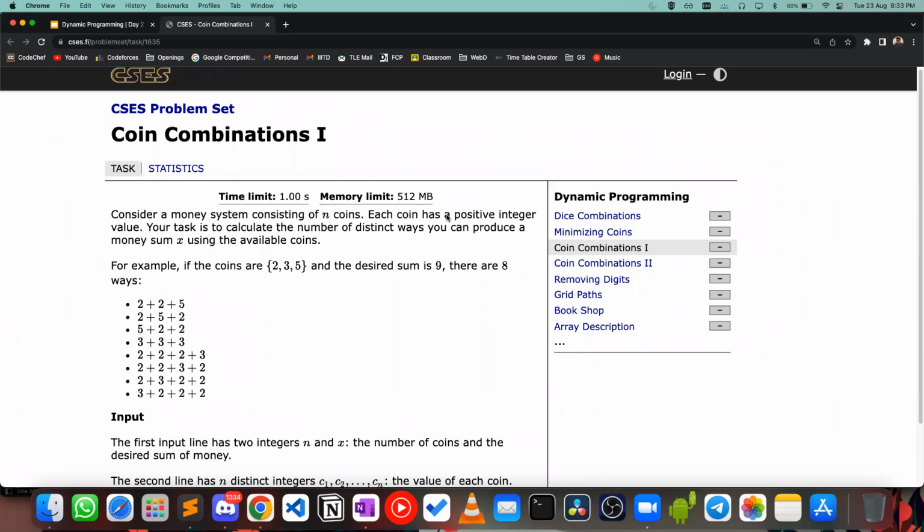It's kind of the same problem, but instead of finding the minimum number of coins required to construct a sum of x, you need to find the number of ways to do it. Basically, in the last problem, we were trying to solve for dp of x, where dp of x was the minimum number of coins to make a sum of x. Here, I won't give out the state directly, but we have to find out the number of ways to construct that value x.